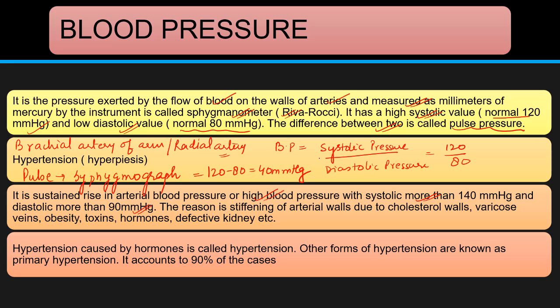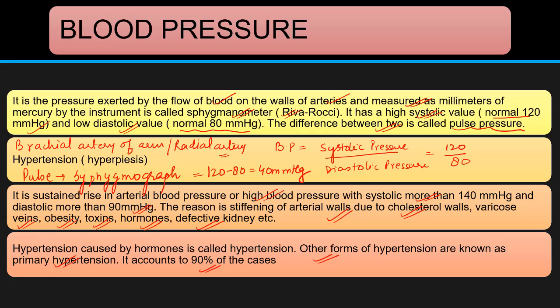Hypertension is the sustained rise in the arterial blood pressure or high blood pressure with systolic more than 140 and diastolic more than 90. The reason is stiffening of the arterial walls due to cholesterol deposition, varicose veins, obesity, toxins, hormones, defective kidney. Hypertension caused by hormones is called secondary hypertension. Other forms of hypertension are known as primary hypertension. It accounts for 90% of the cases. Okay.